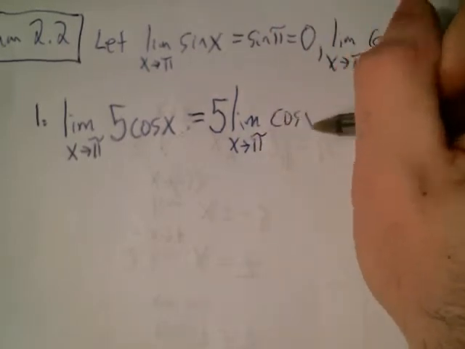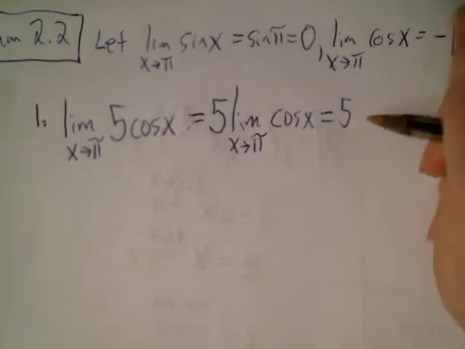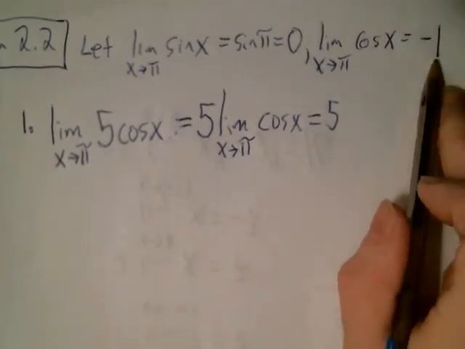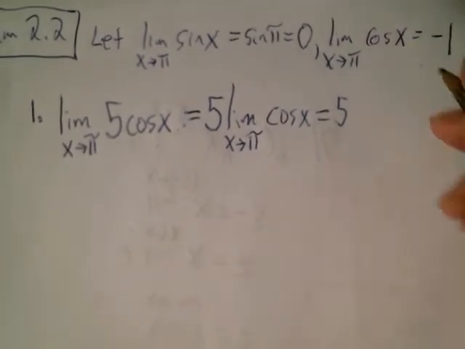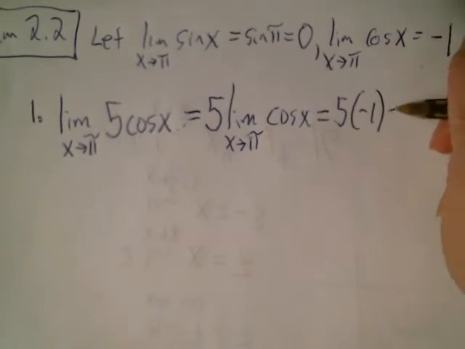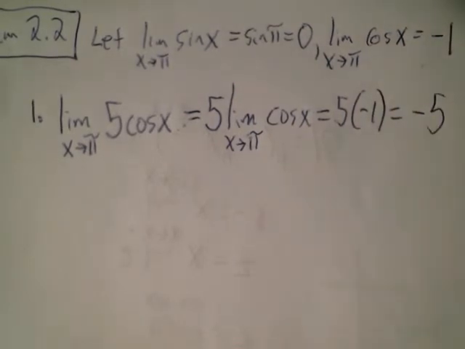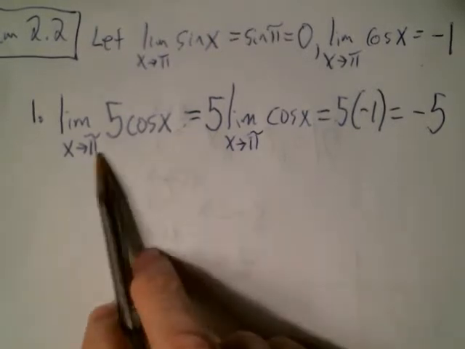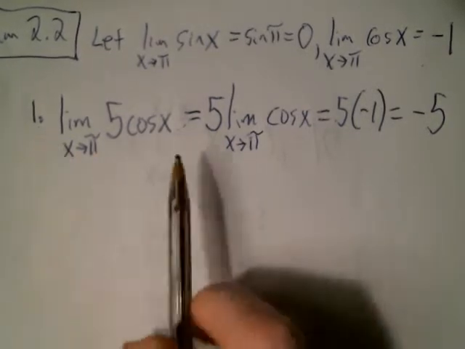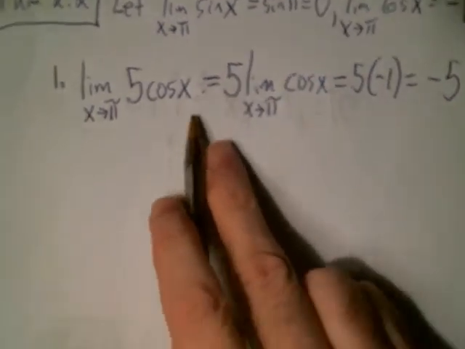You could think of it as factoring the 5 out of the limit, like this. And you get cosine of x. And then you just have 5 times this thing, which we have up here, which is -1. So you get -5. So constants can be pulled out of limits, I guess, is one way to think of this rule.